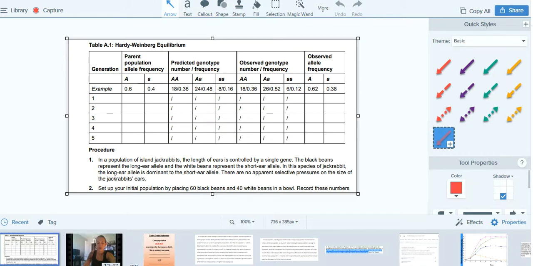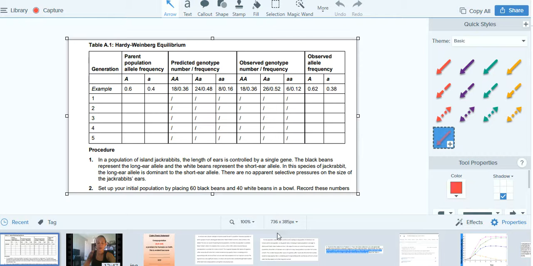All right, so here's our 0.6 that represents the 60% of the black beans or my black paper clips in my bag. And then I have 4 pink paper clips right here that I'm going to also put in my bag to represent my 40%, which is also recorded in your table already.